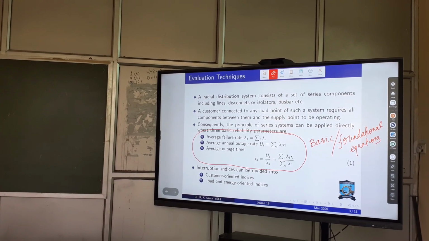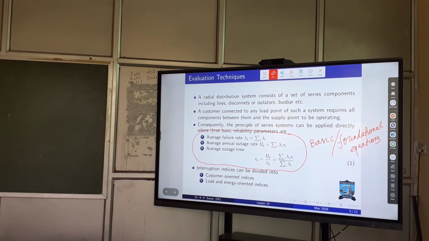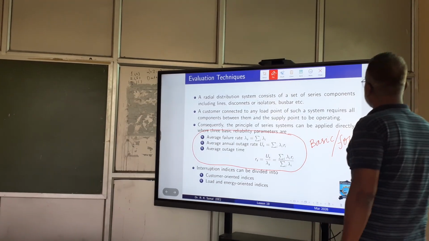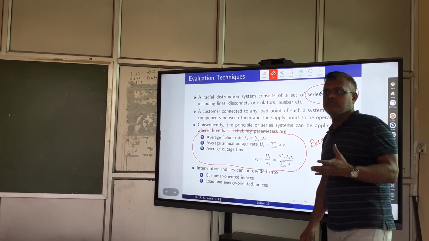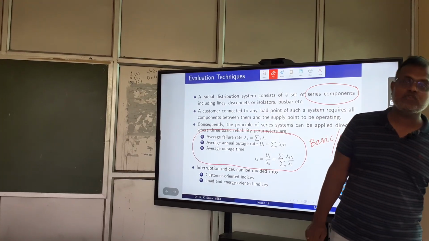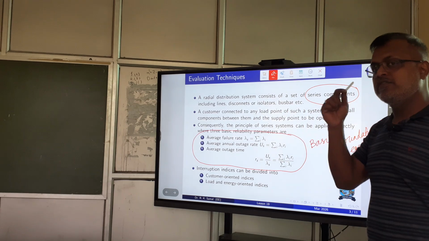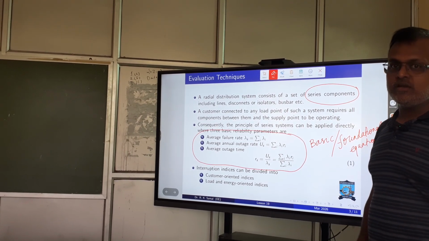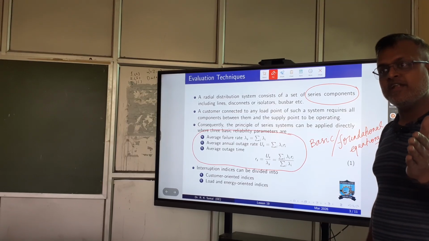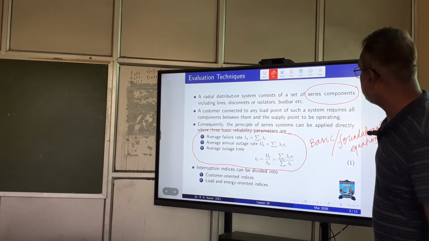A radial distribution system consists of a set of series components including lines, disconnects, isolators and bus bars. A system for which we find reliability is generally considered to be either parallel components or series components. In the distribution system case, series components. Series components are a very difficult situation with radial systems. If one component fails, everything in that line, in that series, fails.